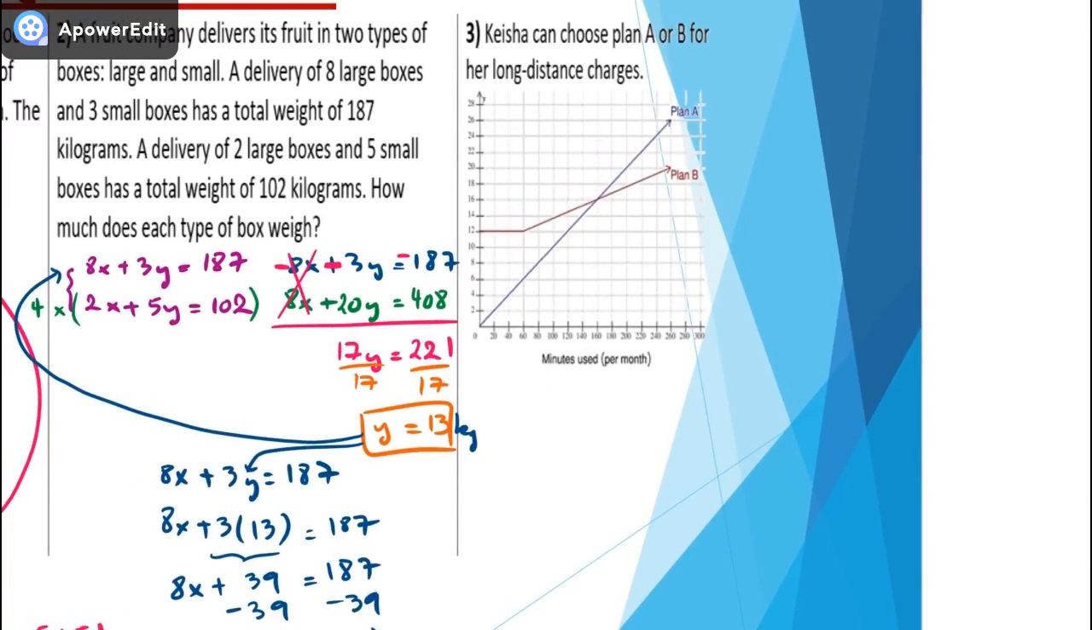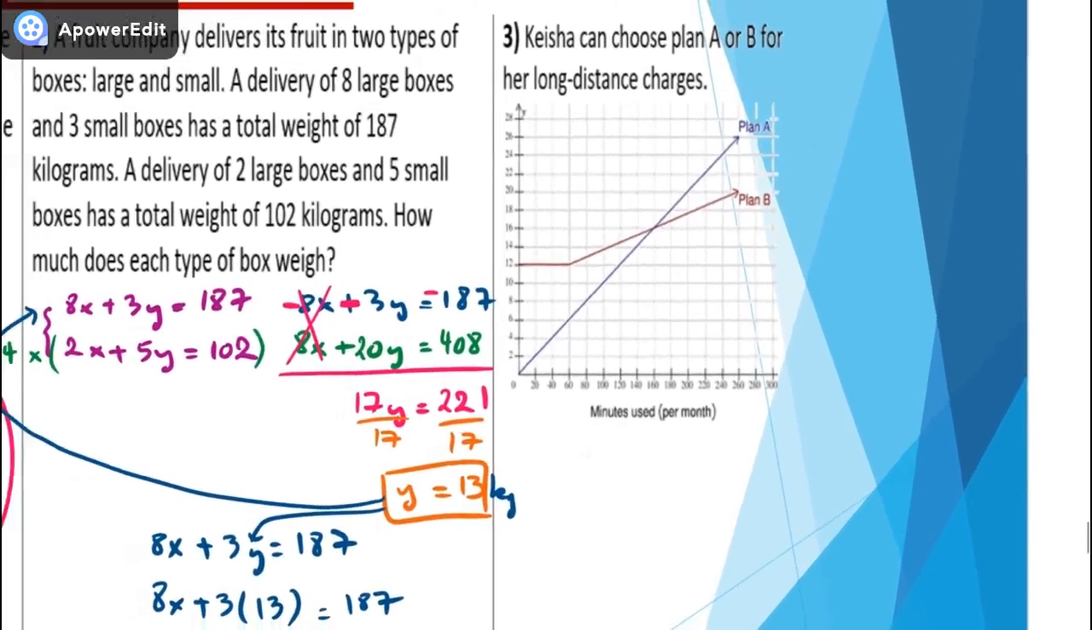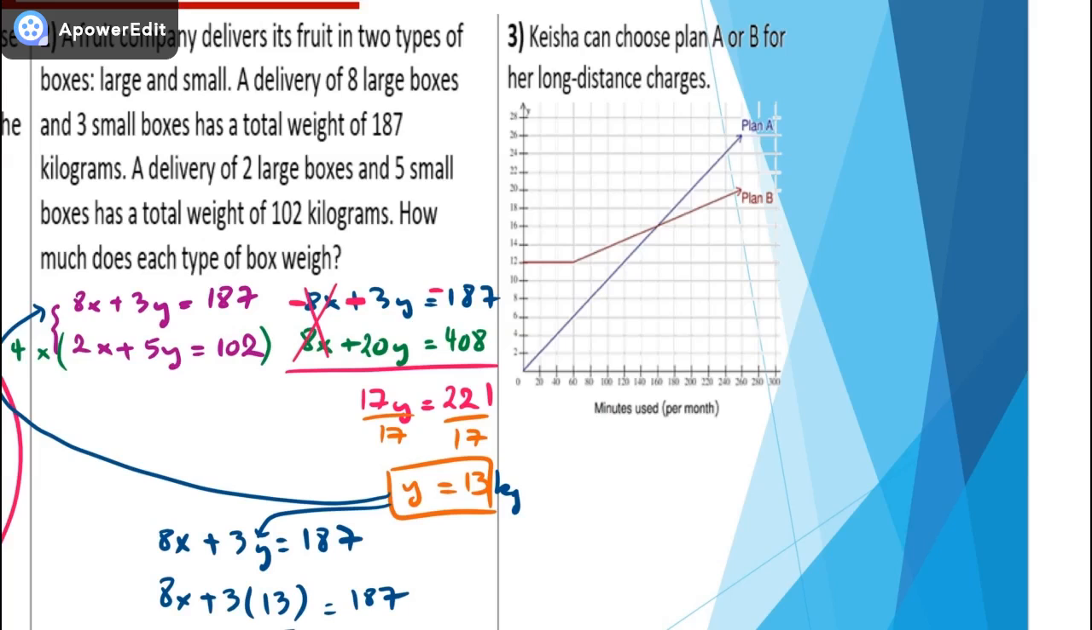Number 3. Keisha can choose plan A or plan B for her long distance call charge. So with the graph down below, they want you to interpret the meaning of the intersection. We talked about this before. I'm sorry that I didn't have enough space to put the question. Again, the question is on the front page, problems 1 and 2, you should see those questions. I assume we get used to it by the time we get to Quizlet 4. So the intersection is 140 and 16.